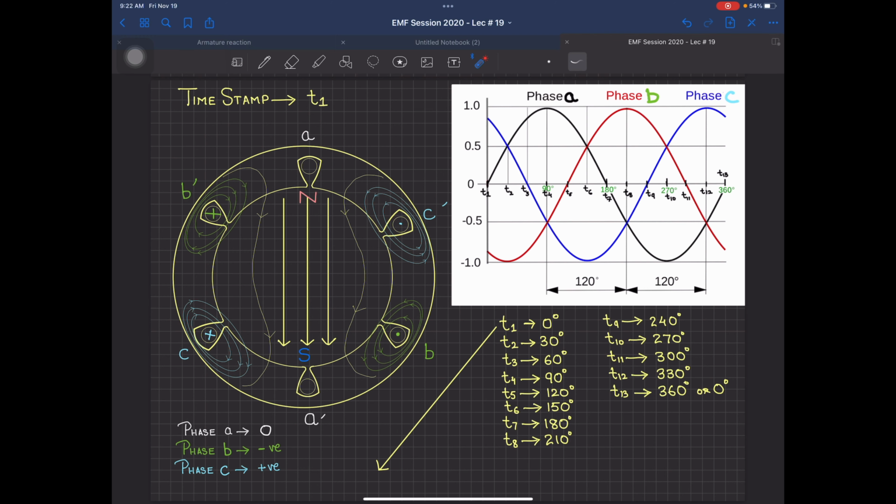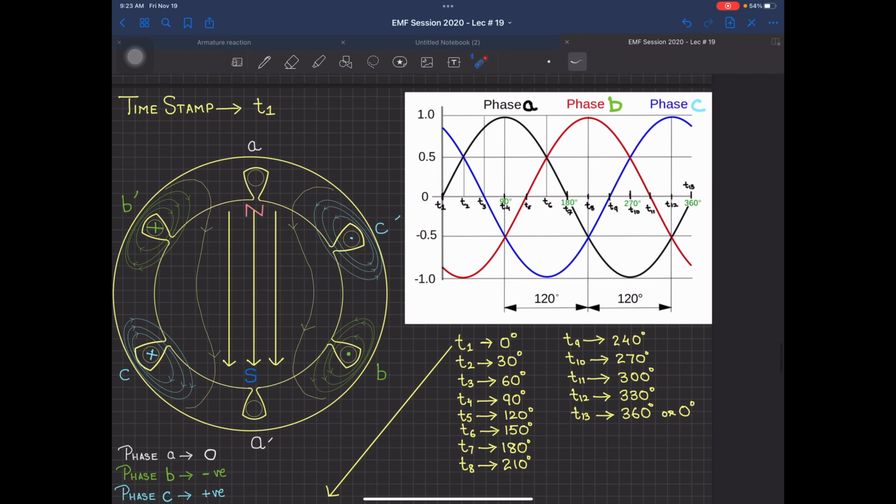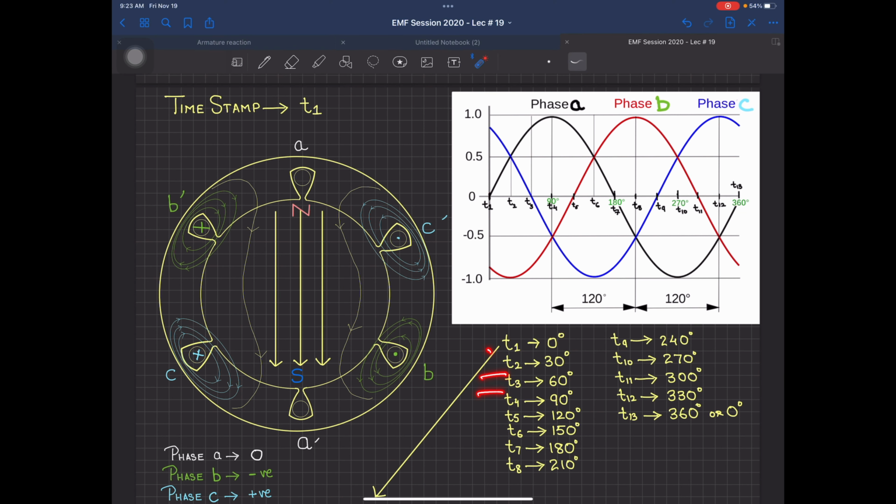Understand this. Over here, if you see very closely in this diagram, I have taken from time T1 to time T13 timestamps. Each one of them is 30 degrees difference, which means this is T1, T2, T3, T4, T5, T6, T7, and so on up till T13. Why up till T13? Because this is a whole one cycle of A phase, or maybe B phase or C phase. So here I have taken T1 at 0, T2 at 30, T3 at 60, and so on up till T13. Now T13 is 360 or 0, same thing, because it's starting from the same point over there.